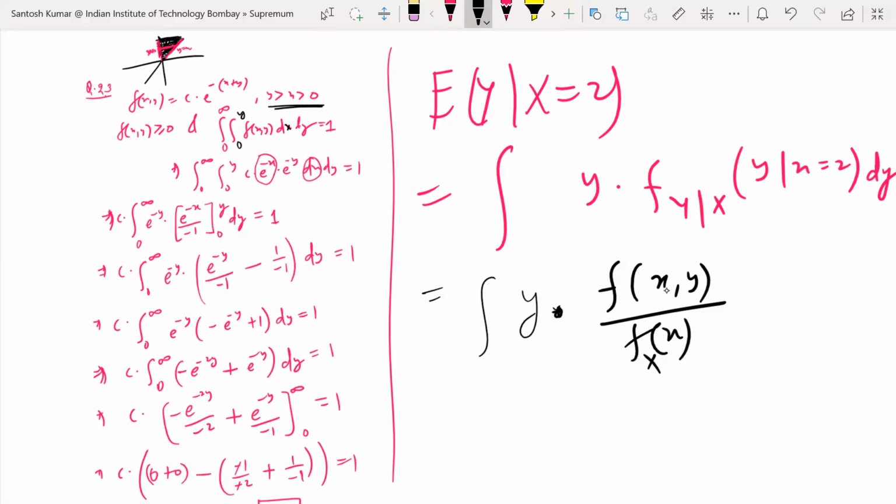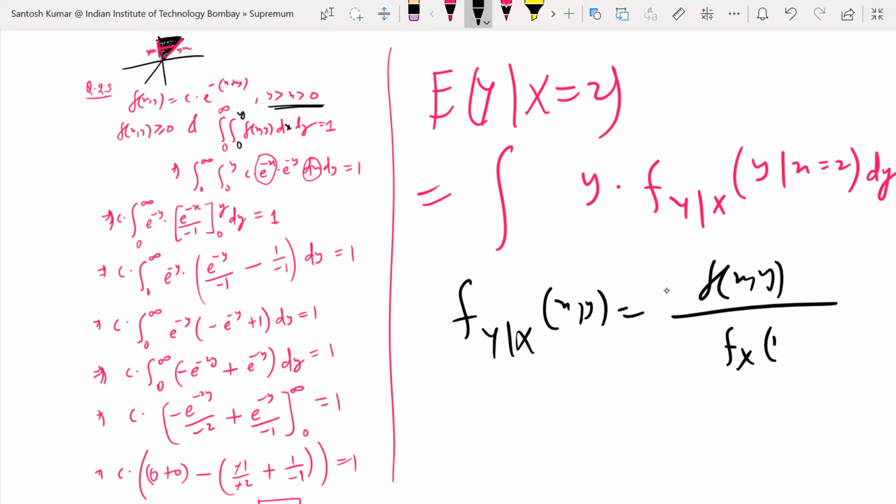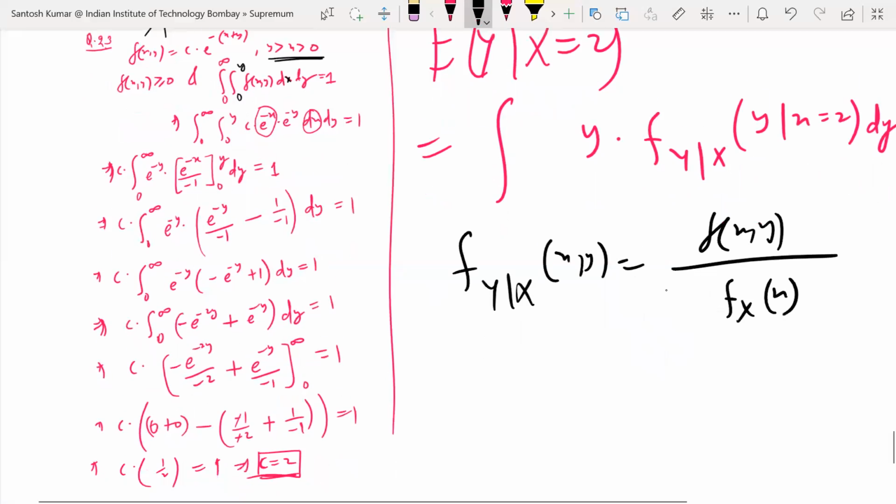So for that, first calculate f of y given x. Okay, then we'll put 2. So before doing that, let's first calculate f of y given x. So this is f of xy upon f of x.